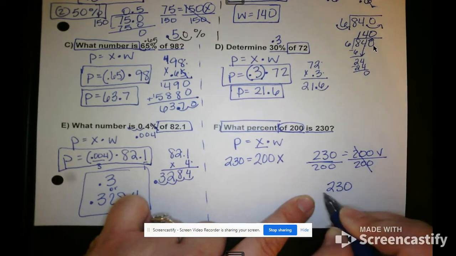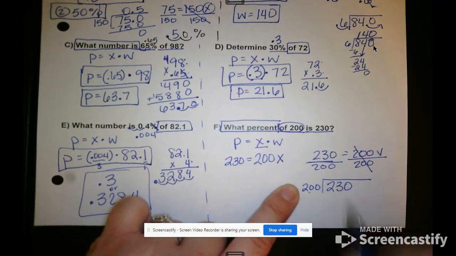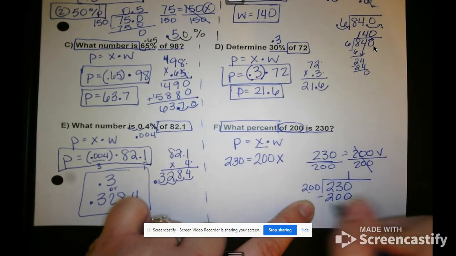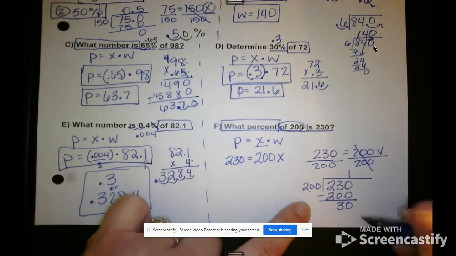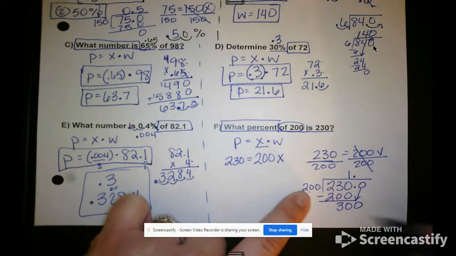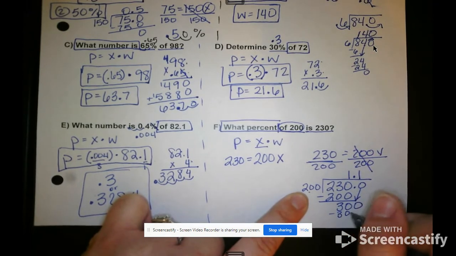230 divided by 200. Can 200 go into 230? Just one, and then you have 30 left. Can I keep going? Yes, by putting a decimal and dropping a 0. Okay. Can 200 go into 300? One time. It's not going to keep going. No.